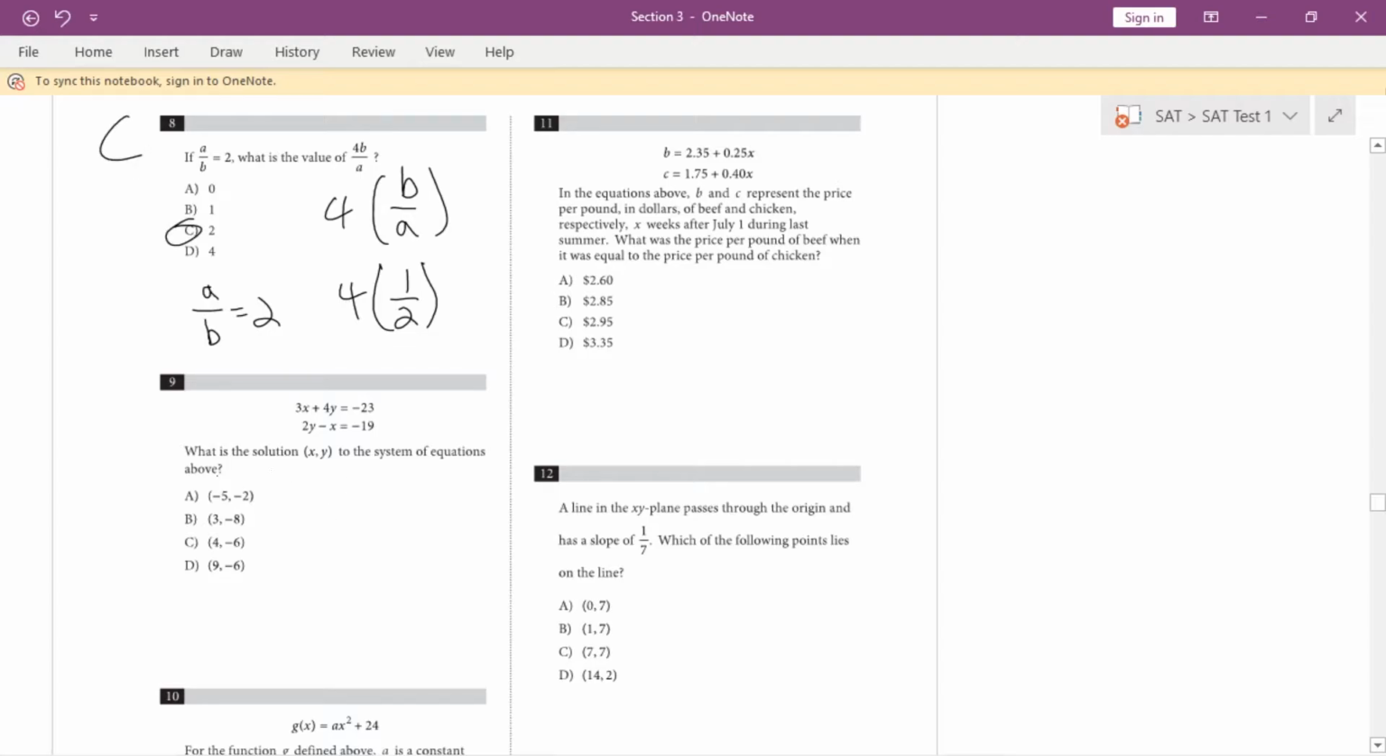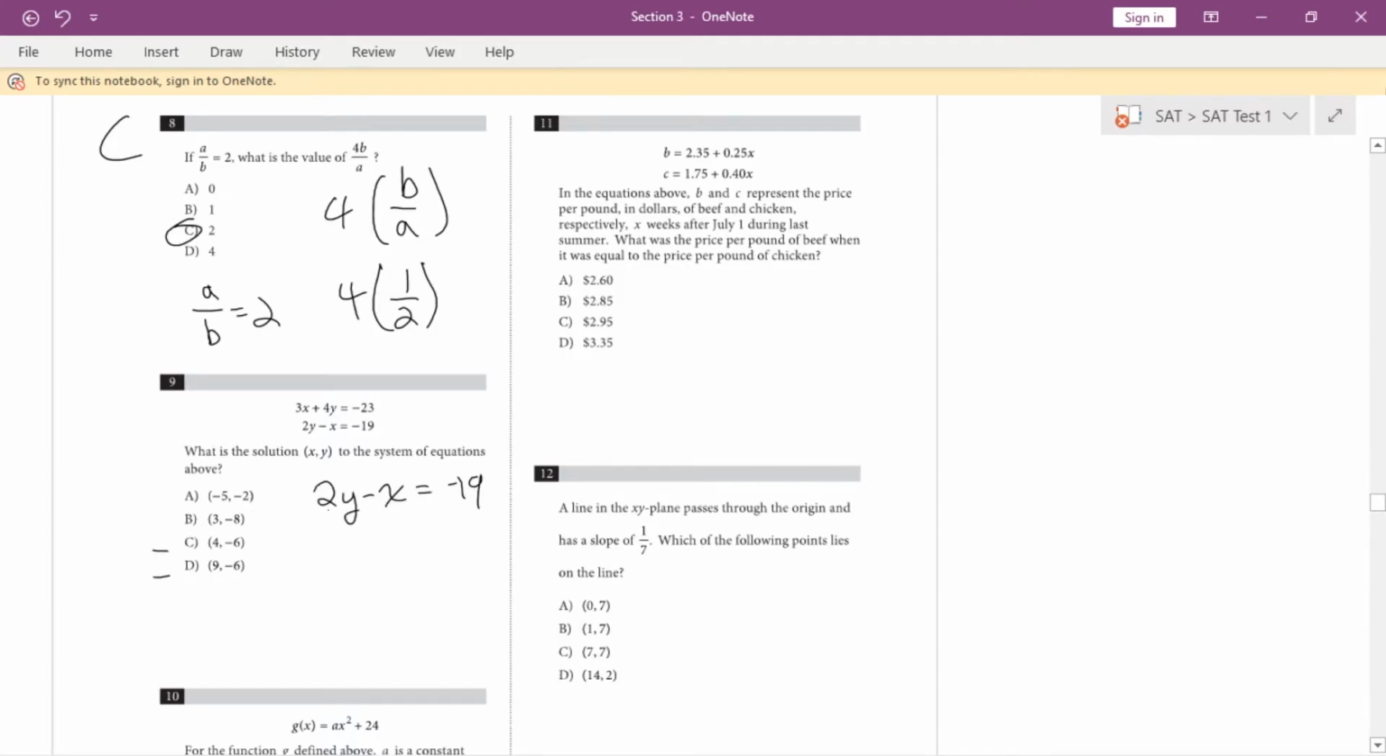Let's take a look at number 4. Number 4 says, what is the solution (x, y) to the system of equations above? Well, I see a system of equations. Let's take a quick look at my options. All the x's are kind of different, but I see two -6 terms. So I'm going to check C and D first. I'm going to plug in -6 as my y into the second equation and see what happens.